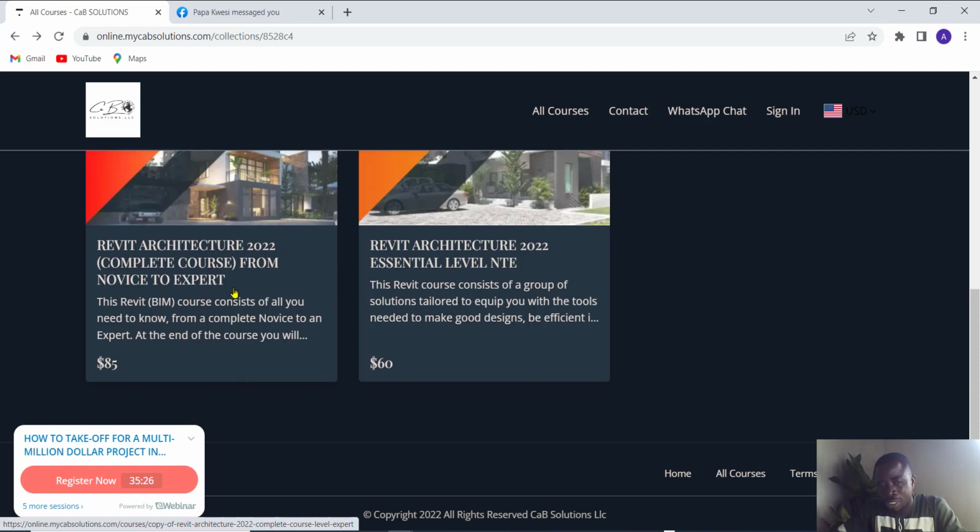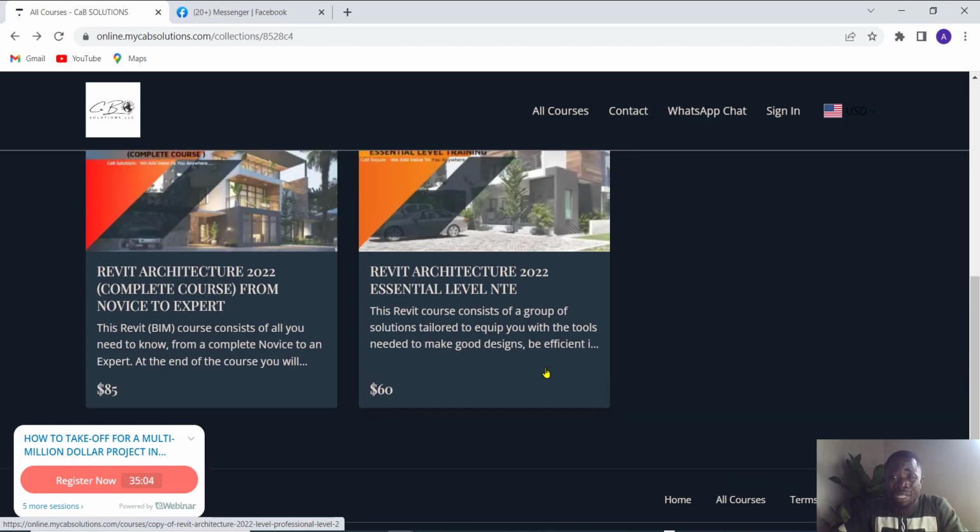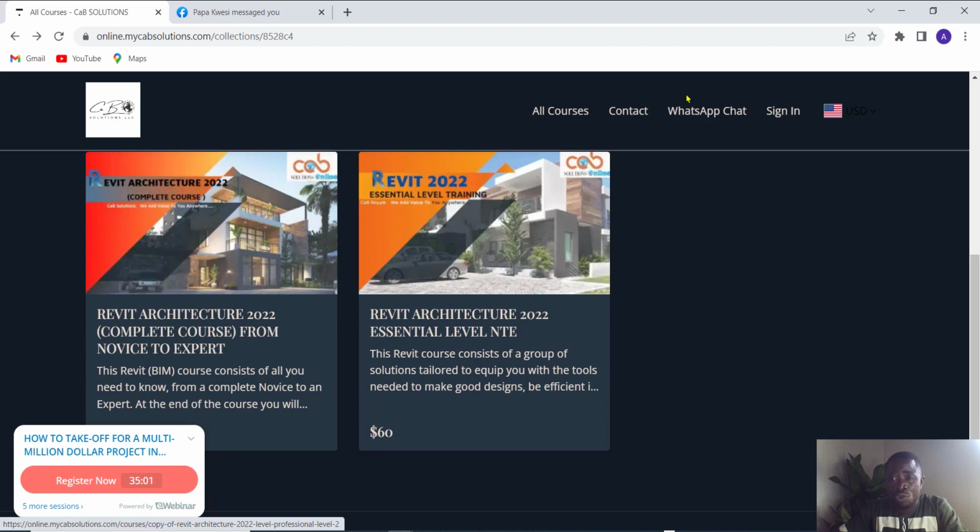These are the standalone courses. So if you pick the Revit Architecture program from novice to expert, you go through all the courses, all the chapters. You have access to the community, and that is also there for your advantage. So take advantage of that. These are the essential part, the fundamentals. That is also going for $60, however it is converted into your currency.